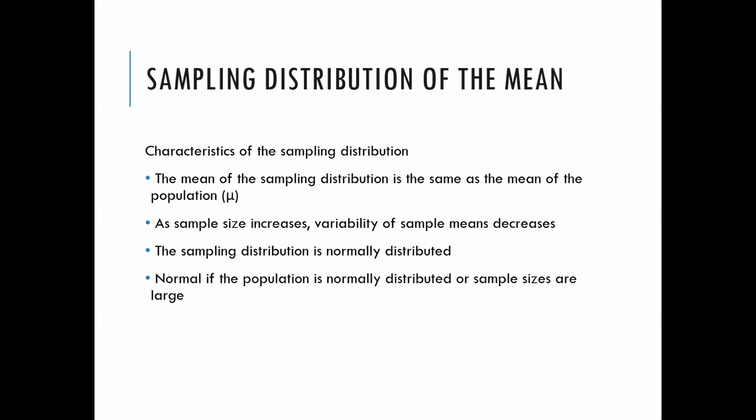So here are some characteristics of the sampling distribution. The mean of the sampling distribution is the same as the mean of the population. Remember in our little experiment with a miniature population that had a mean of 3.5, the mean of the sampling distribution was also 3.5. Again, as the sample size increases, variability of the sample means decreases. Here's another key: the sampling distribution is normally distributed even if the population isn't normally distributed, as long as the sample sizes are sufficiently large. And it's also normal if the population itself is normally distributed.